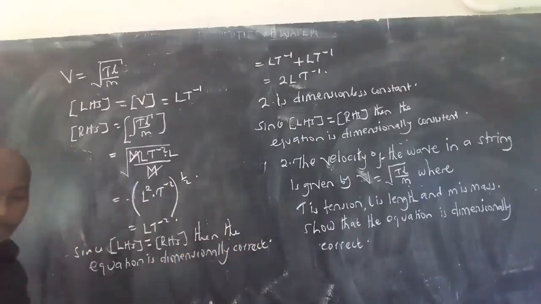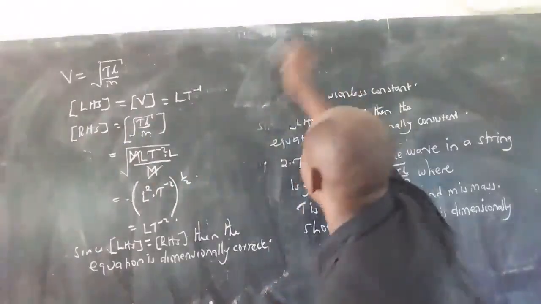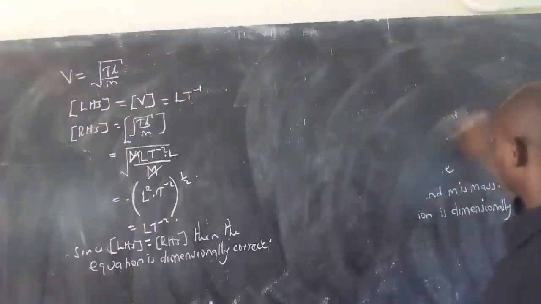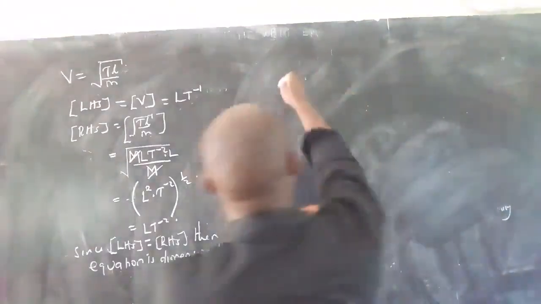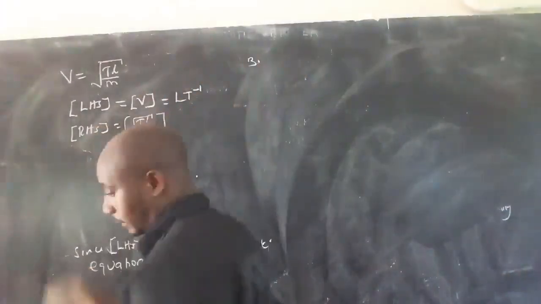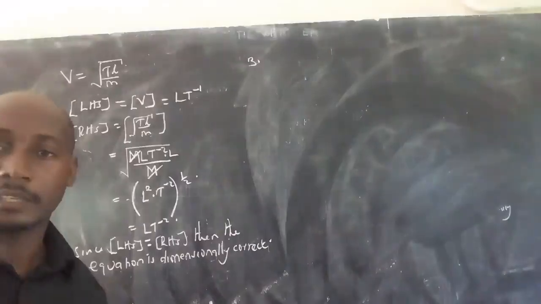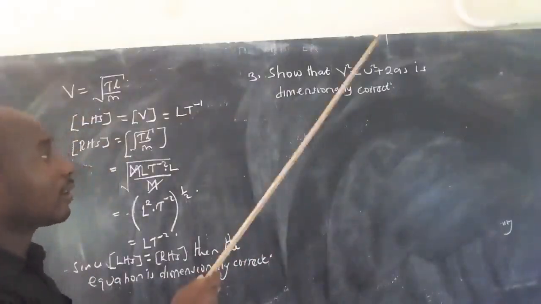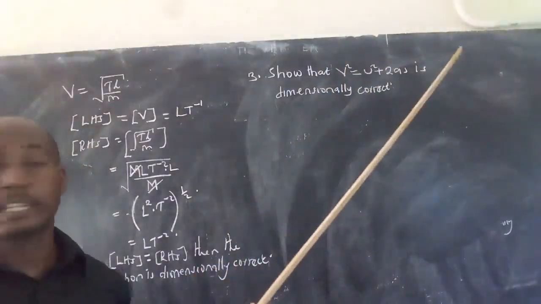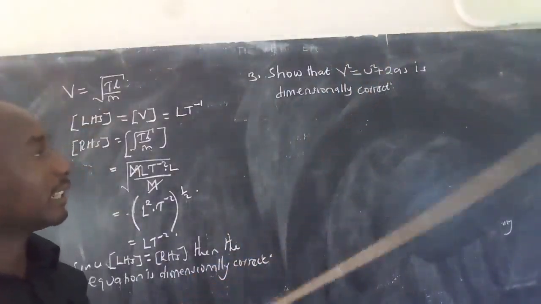Dimensionally correct. So we go to the next question. Number 3. We go to number 3. So they are saying show that v squared equals u squared plus 2as is dimensionally correct.